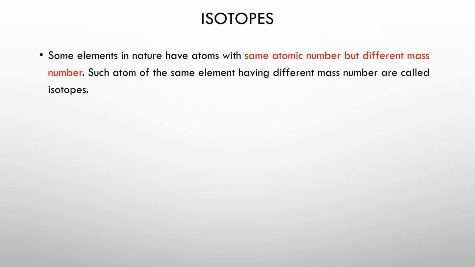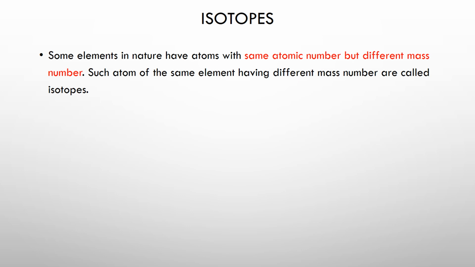What are isotopes? We know that when we were learning about atoms, we learned 2 major concepts. One was atomic mass number and one was atomic number. So atomic mass number was what? The number of protons and the number of neutrons, and atomic number is the number of protons. However, there are elements in nature which have the same atomic number but different mass number. These elements which have the same atomic number but different mass number are called isotopes.